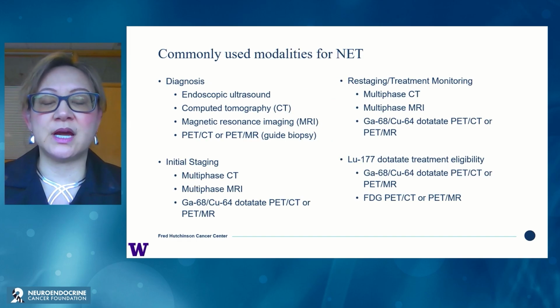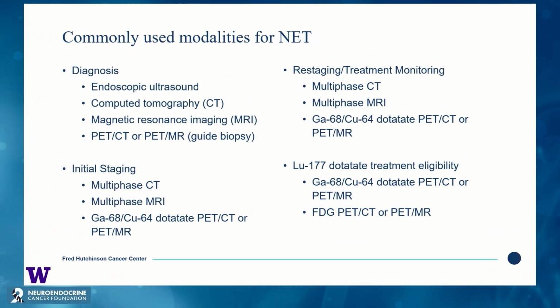So let's start with the commonly used imaging modalities that we often order for patients with neuroendocrine tumor. I've ordered the modalities that we use based on the reason for the exam. So at the time of diagnosis, we consider things like endoscopic ultrasound to find the primary tumor, computed tomography and MRI, which people are very familiar with. Those provide us with anatomic imaging information, and potentially PET CT or PET MR, usually Dotatate, and that's usually used to guide biopsy. Very infrequently, we might use FDG PET if there's a diagnostic dilemma.